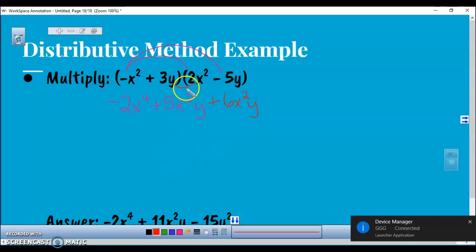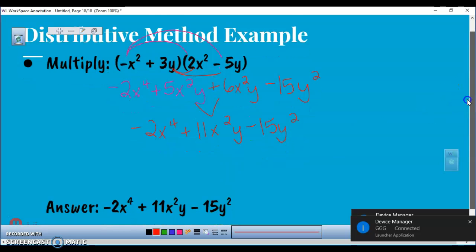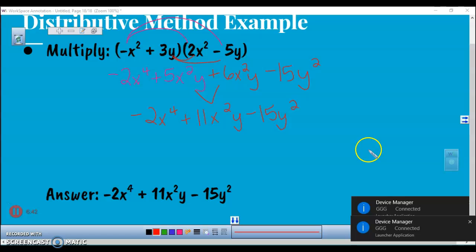We like it alphabetical. And then negative 15y squared. These two would combine. Negative 2x to the 4th plus 11x squared y minus 15y squared would be my final answer. And that is correct.